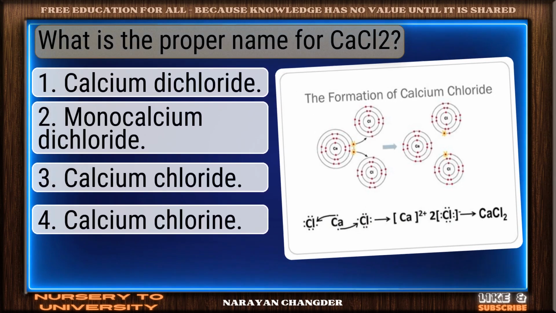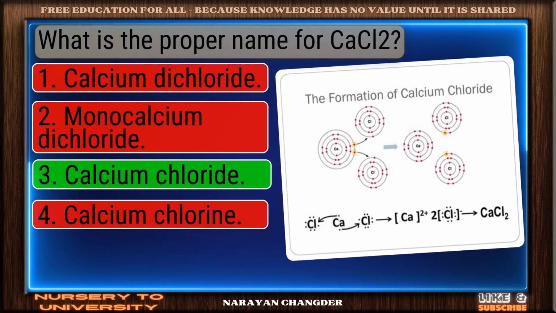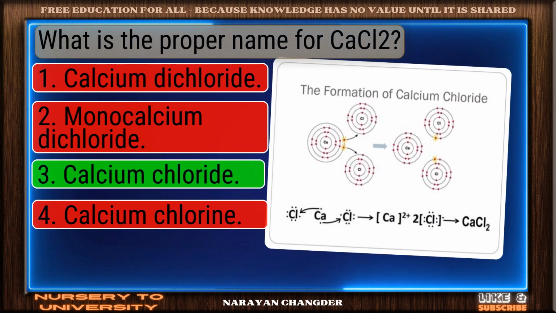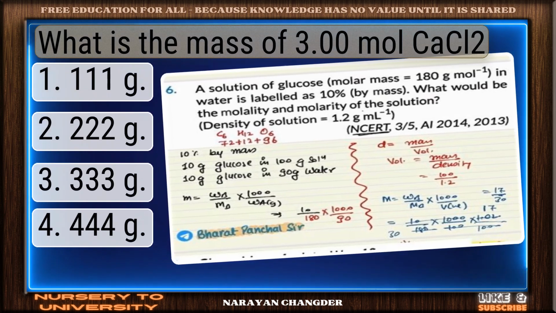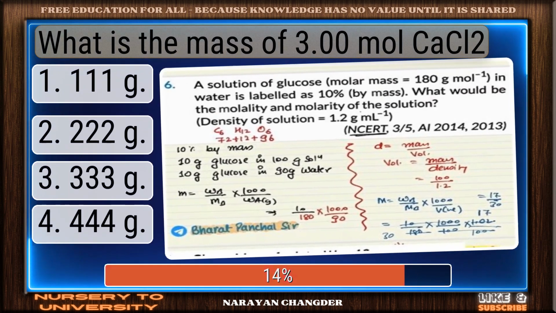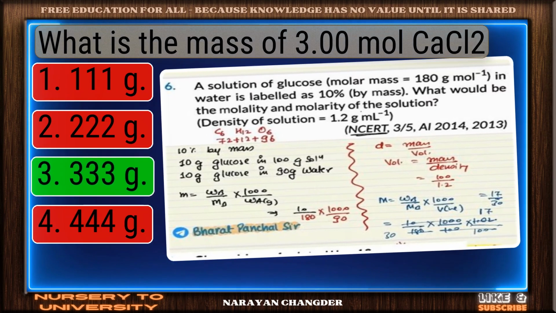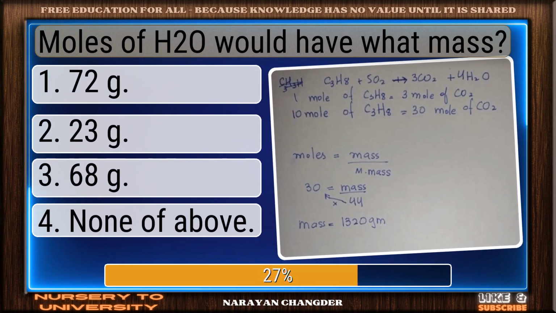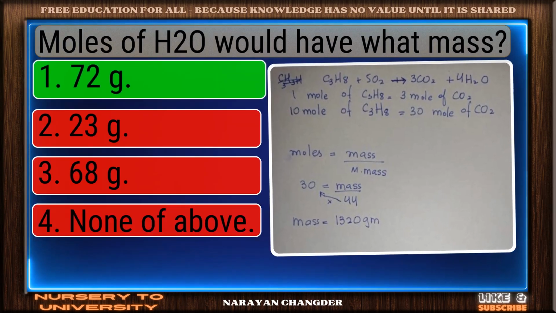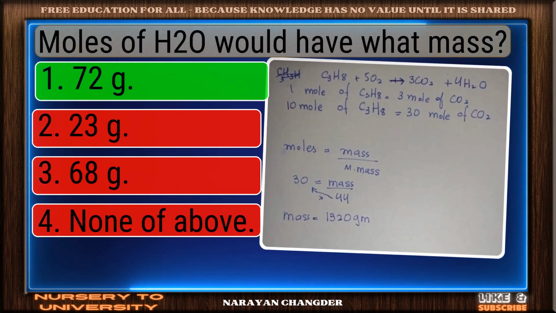What is the proper name for CaC2? Nice selection. Calcium chloride is the correct and valid answer. What is the mass of 3-preodern mol Cal2? Well done. 330 g is the right choice. Moles of tow would have what mass? Strong choice. 72 g is the right answer.